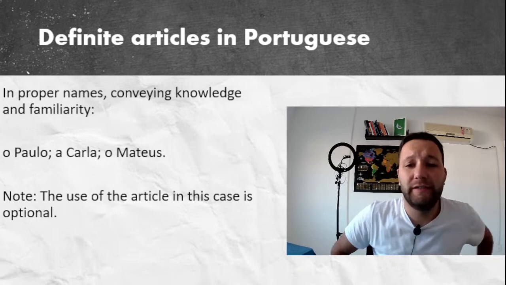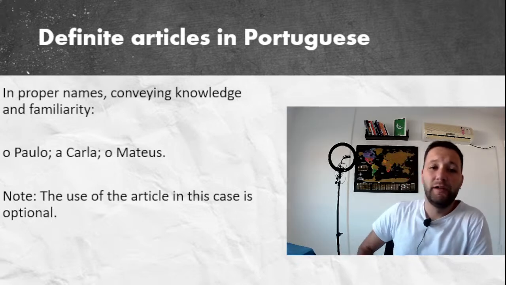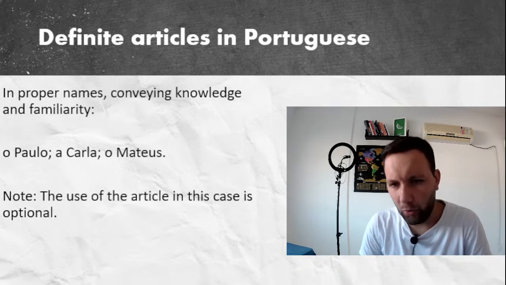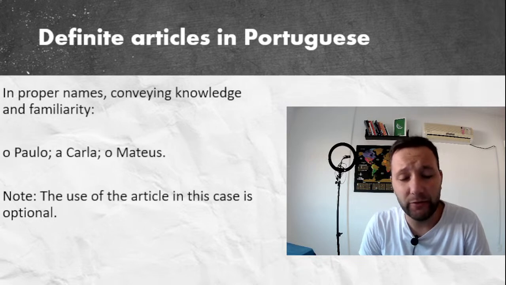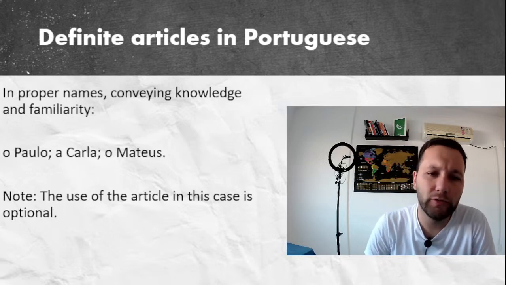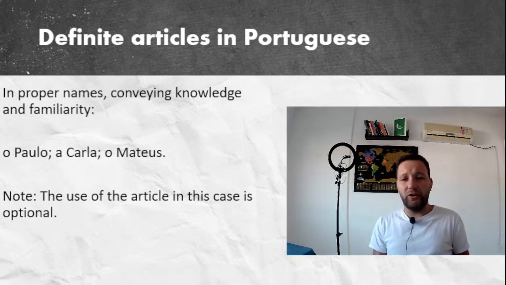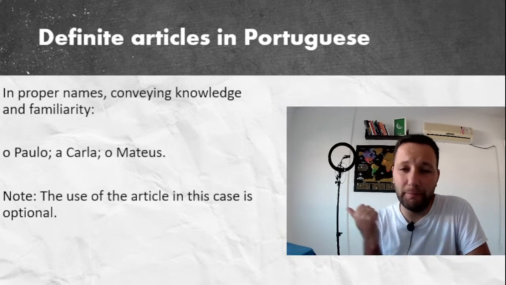Also in Portuguese, this is one question that I always receive from my students. For example, because sometimes it's very common for us to say o Neymar, the Neymar, but the use of the article here, it's not mandatory, it's optional. So you could say o Neymar or Neymar. For example, o Paulo, a Carla, o Mateus. So you can use it or not, it's not mandatory, but many Brazilians here we use those articles for men and for women.